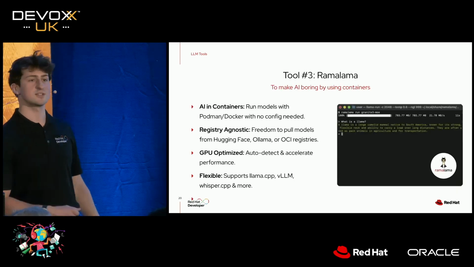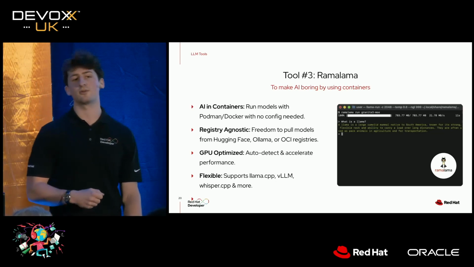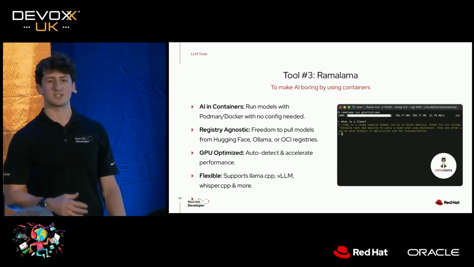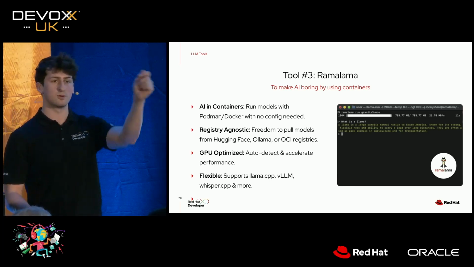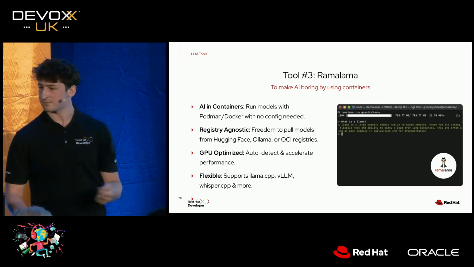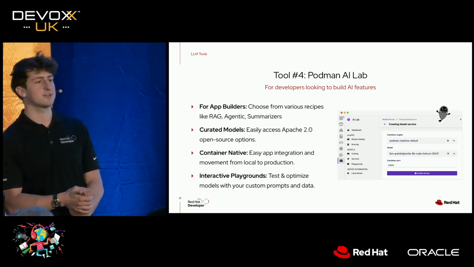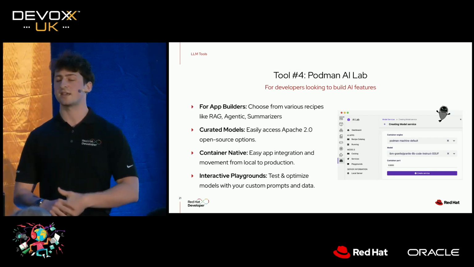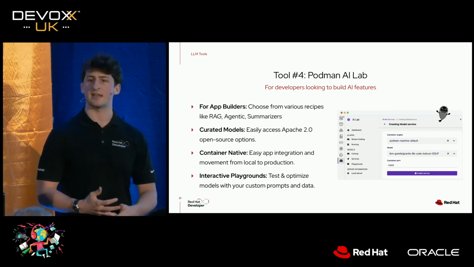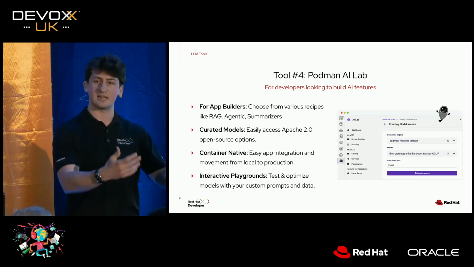And another tool is RamaLama. So this allows you to take a model and run it in a container so that you don't have to worry about any of the dependencies or abstractions. Essentially, it's just using Podman or Docker to pull from Hugging Face or Ollama or any OCI registry and then run that model. And then the last tool that we're going to take a look at today is the Podman AI Lab, because a lot of us are developers who want to build out, say, a RAG or agentic application, but we're not familiar with data science concepts. And so this puts together boilerplate code so you can create a POC and then iterate from there.